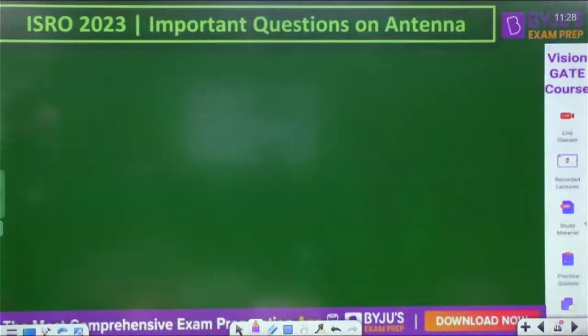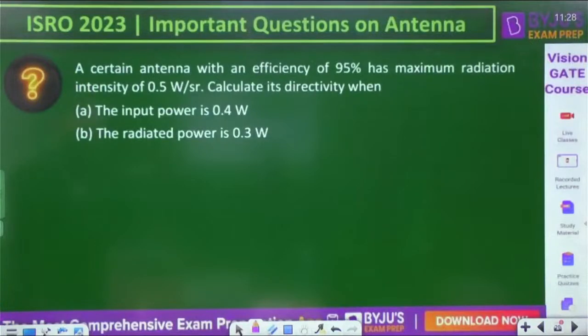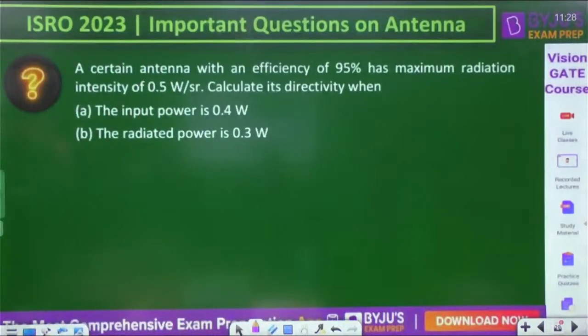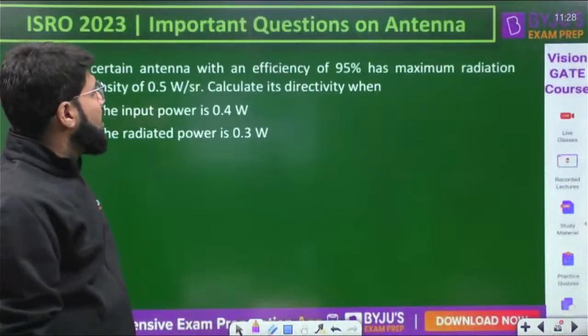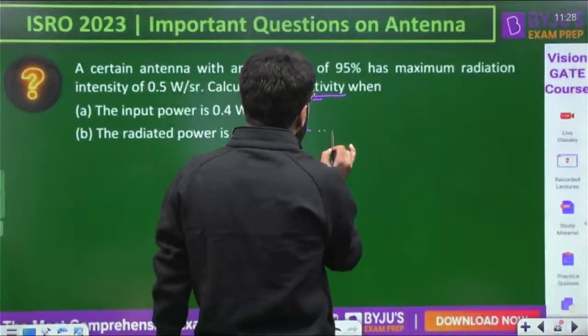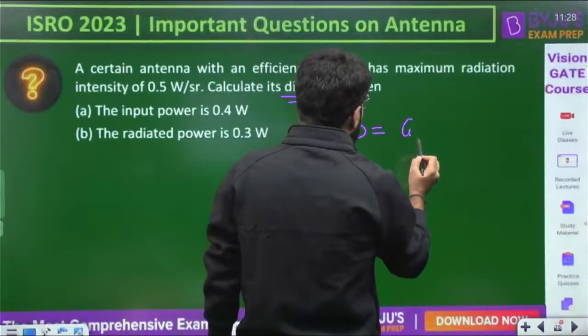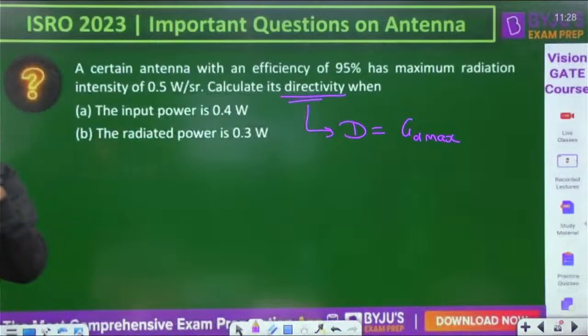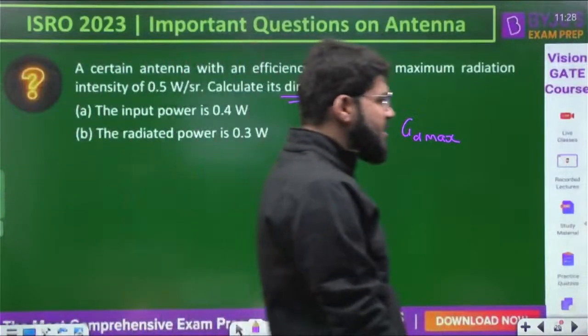Next question. A certain antenna with an efficiency of 95% has maximum radiation intensity 0.5 watt per steradian. And what is the directivity? Now, what is directivity? The next term that you will revise here today is the directivity D, and that is known as the maximum value of the directive gain. This is known as GD max.